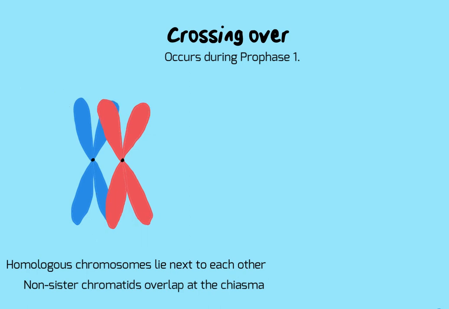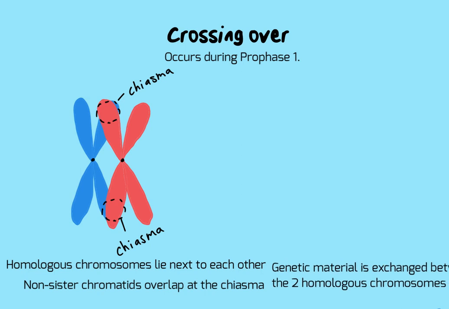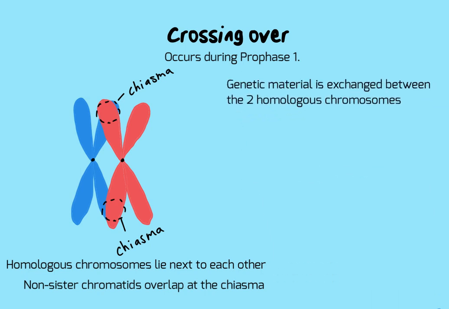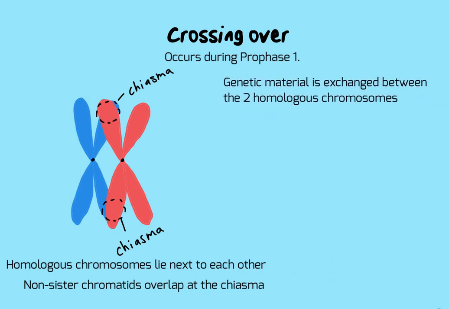So the chiasma is simply the point at which the chromosomes will touch each other. So you'll have a chiasma at the top there and a chiasma at the bottom. This is the point where the chromatids will actually break off a portion and swap it with its homologous partner. So we call this the exchange of genetic information or genetic material between the two sister chromatids. So that would be the perfect definition for crossing over.